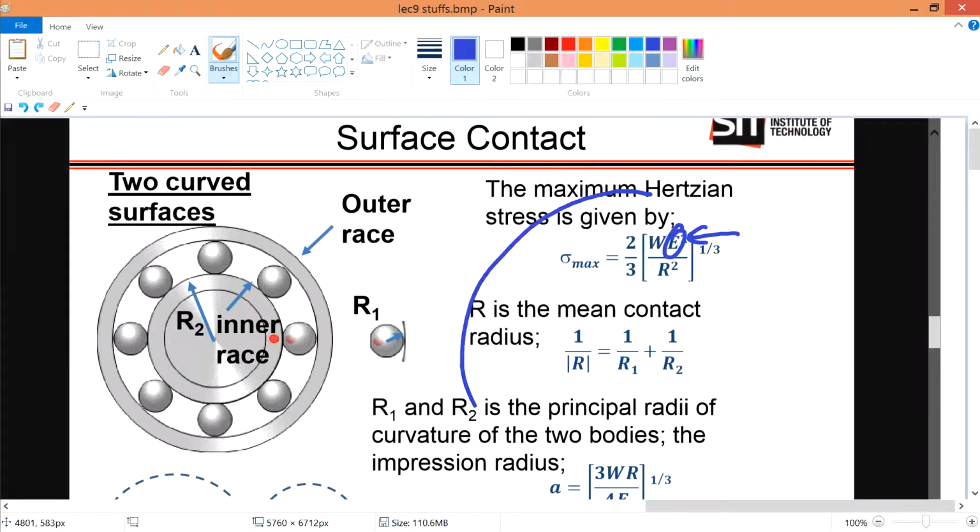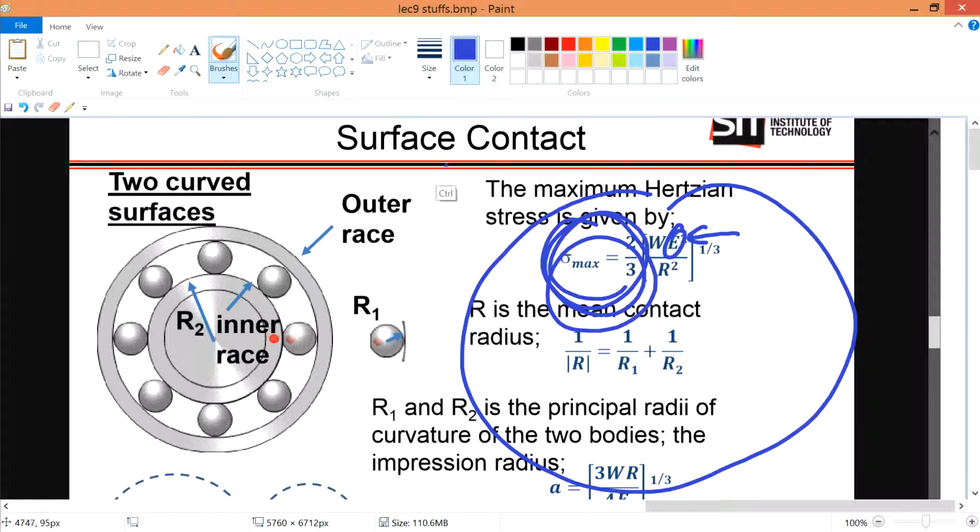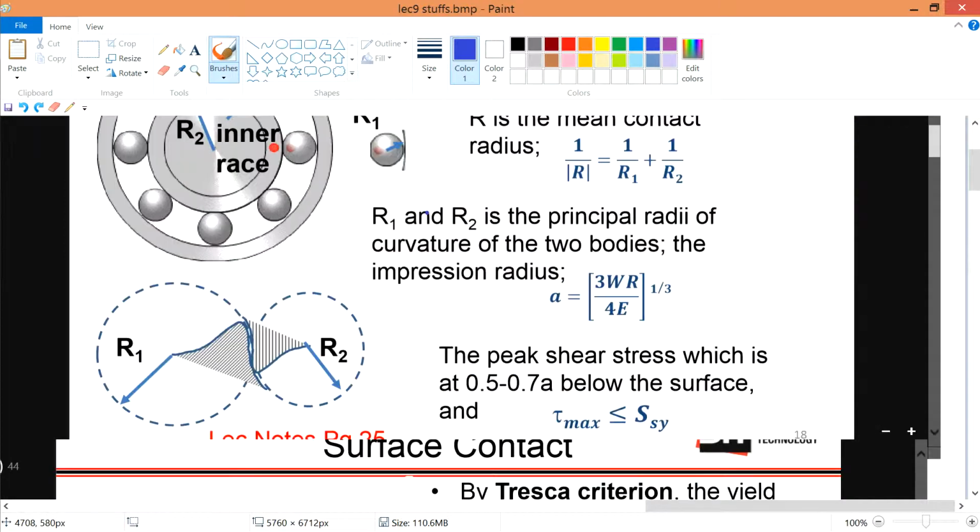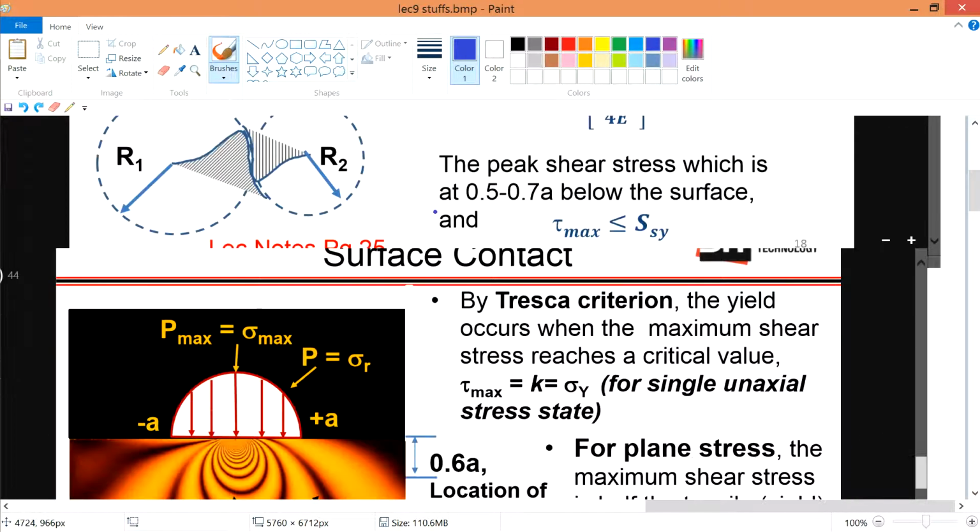So what we have done just now is to calculate our maximum stress of the ball bearing. How well can it sustain certain stresses? So we are talking about that.